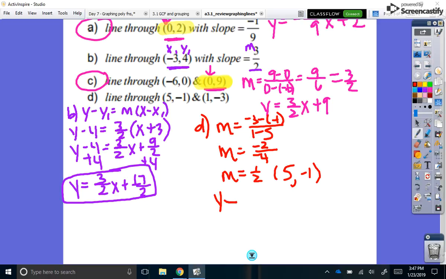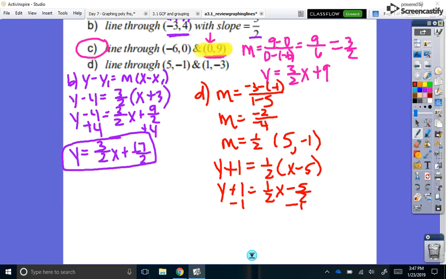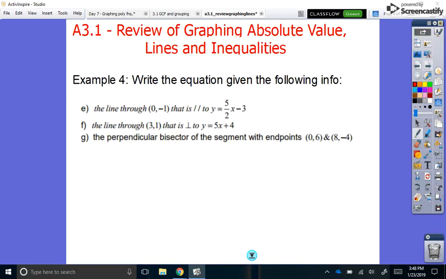So I'm going to say y minus negative 1. So y plus 1 equals 1/2 times x minus 5. Distribute the 1/2, and you get 1/2 x minus 5 halves. Then subtract 1, and we get y equals 1/2 x minus, that should be 7 halves, but again, check my math. So the y-intercept here is negative 7 halves. The slope is 1/2. If you missed something there, just rewind the video and watch that example again.